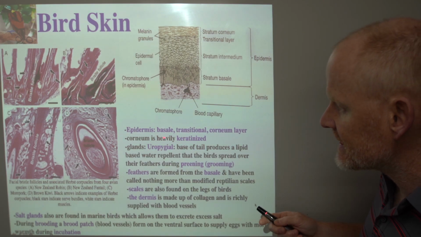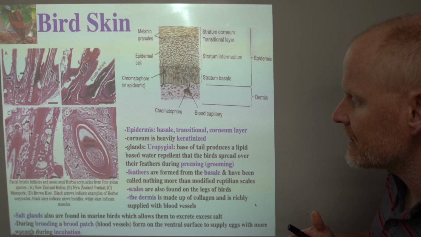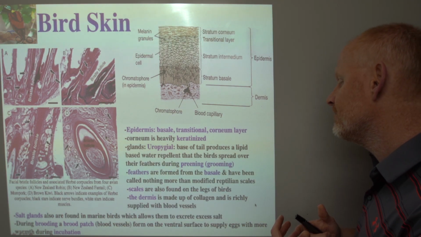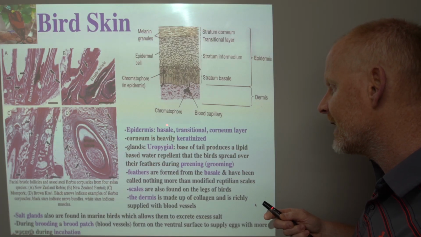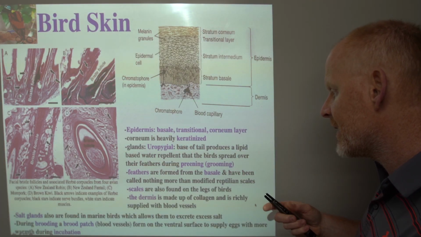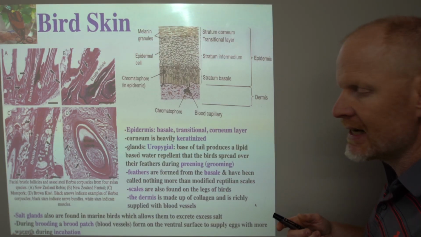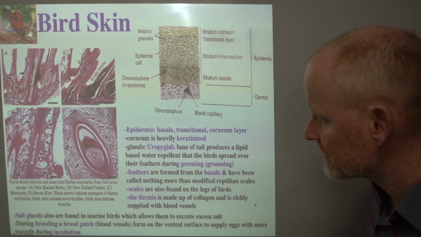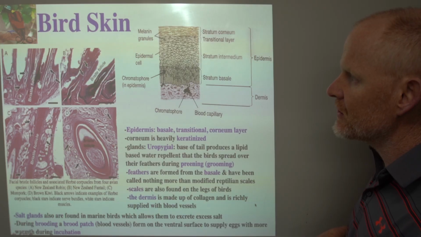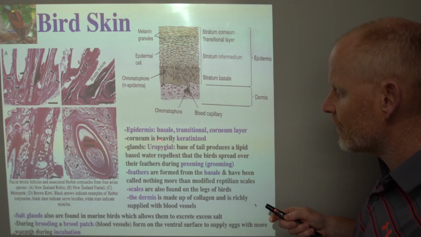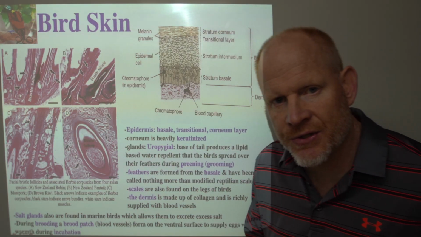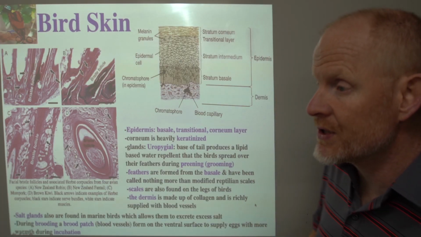The epidermis has similar layers in birds as it does in other tetrapods. It has a basale layer, a transitional layer, the middle or intermediate layer, and then the corneal layer. It's heavily keratinized because it's a reptile. Birds are reptiles, right? They do have some specialized glands in certain regions, like the uropygial gland, which is a gland that's associated with the tail and produces oils.